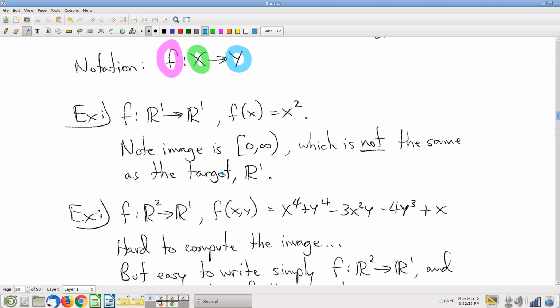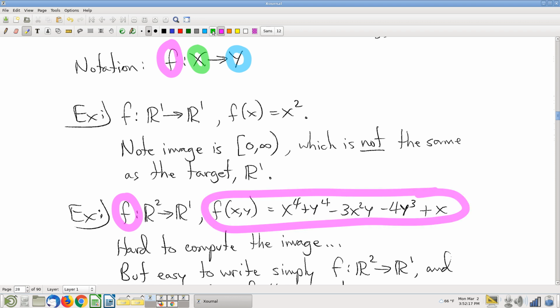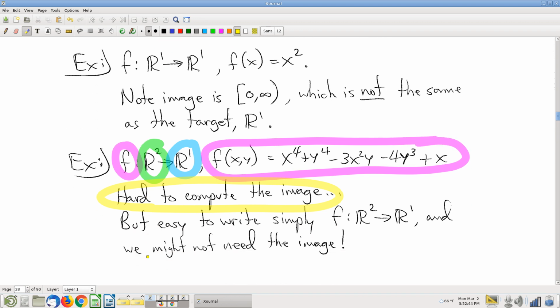Here's a function. Here's a formula for how to compute it, and I'm going to have this defined on R2, x comma y. And I'm going to promise that all the outputs will be real numbers, so I'm going to say the target is R1. Why do we talk about that target being R1? The answer is because it's super inconvenient to compute the image. The actual image here, my gosh, what a pain. This is all Cartesian stuff.